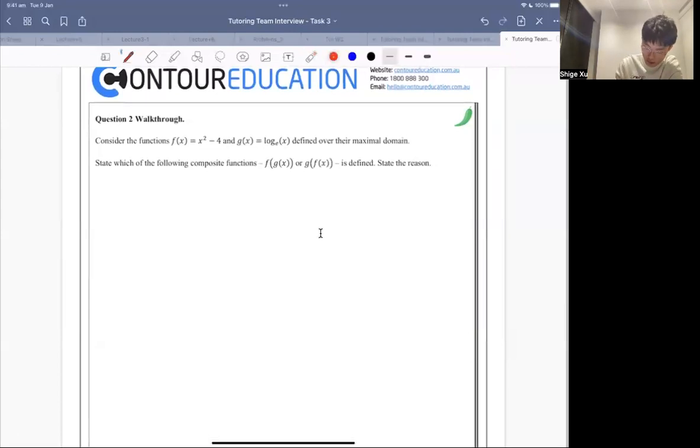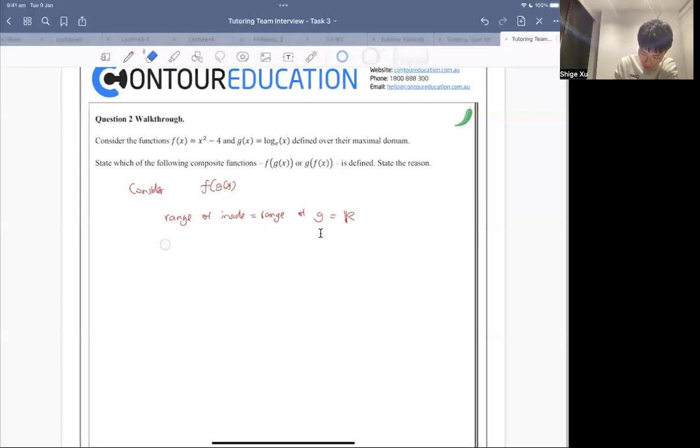Okay, so let's do it one by one. Let's first consider f of g of x. For this composite function, which one is performed first? G of x, right? Whatever is inside. So g of x is performed first. So then the range of the inside is the range of g, which is what? G is log of x. Well, log of x maps to the set of all real numbers. The range of g is the set of real numbers.